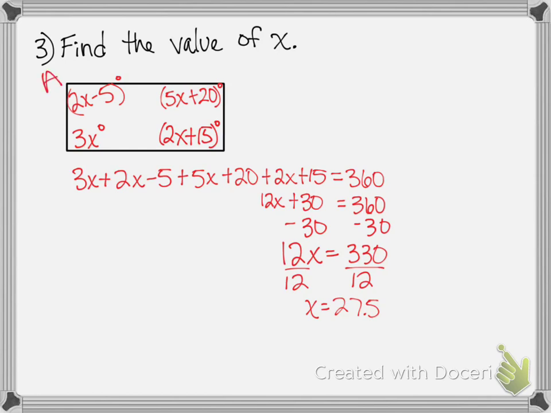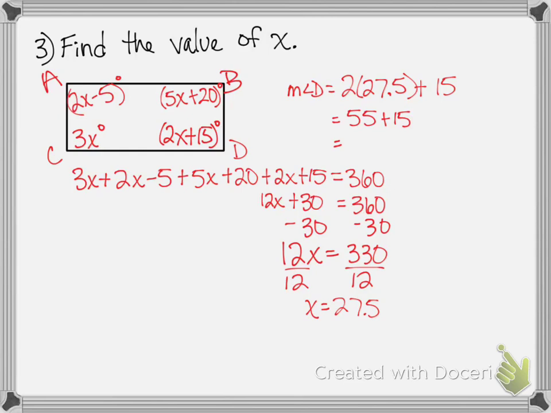However, if I were to then ask you to find the measure of, let's say, angle D, if I were to label these vertices, and I want to know the measure of angle D, what am I going to have to do with this? Plug it in. So the measure of angle D would be 2 times the 27.5 plus 15. So that is 55 plus 15. So we get 70 degrees for the measure of angle D.